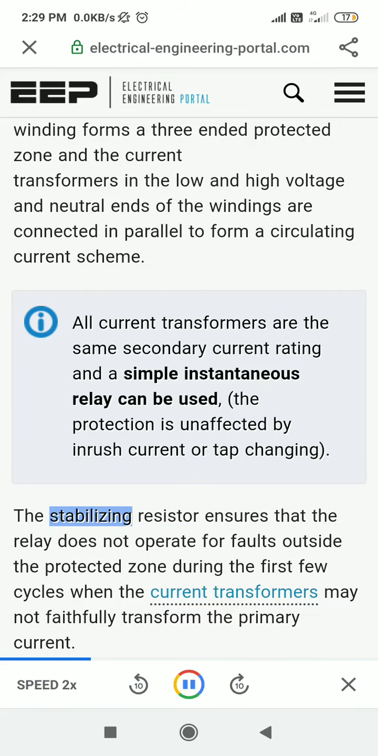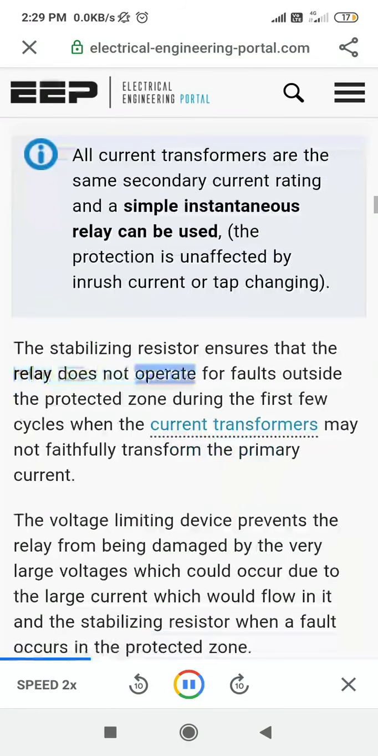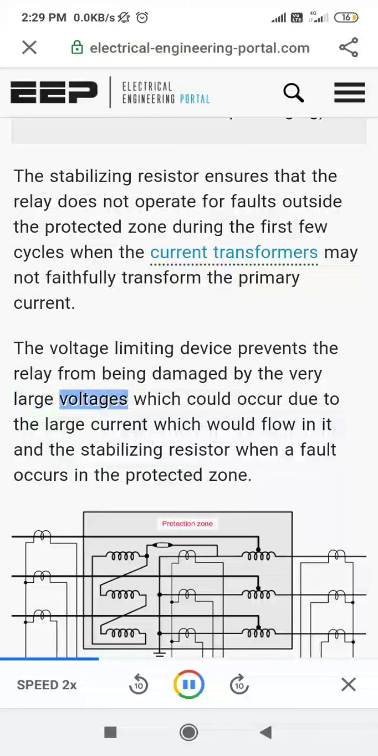The stabilizing resistor ensures that the relay does not operate for faults outside the protected zone during the first few cycles when the current transformers may not faithfully transform the primary current. The voltage limiting device prevents the relay from being damaged by the very large voltages which could occur due to the large current which would flow in it and the stabilizing resistor when a fault occurs in the protected zone.